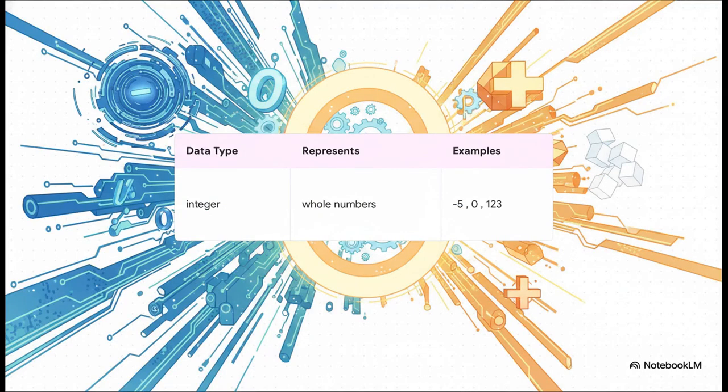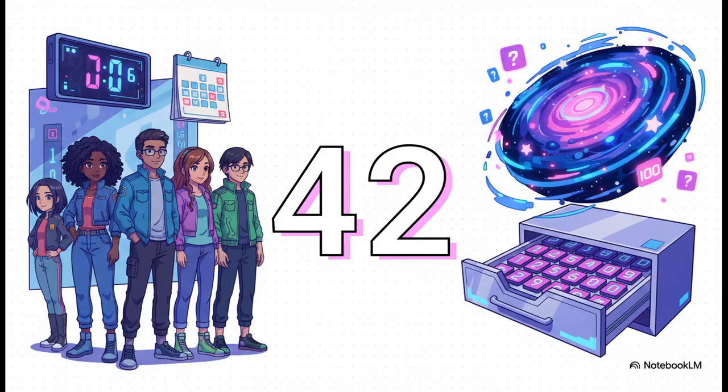And this includes the whole range: negative numbers like -5, 0 itself, and of course positive numbers like 123. The rule of thumb is super easy. If it doesn't have a decimal point, it's an integer. So it could be your age, say 42. It could be the number of people in a room. It's any simple whole number. That's our integer drawer, nice and tidy.